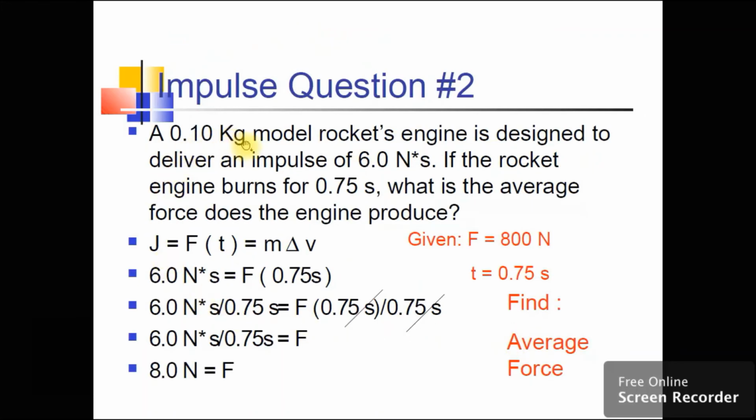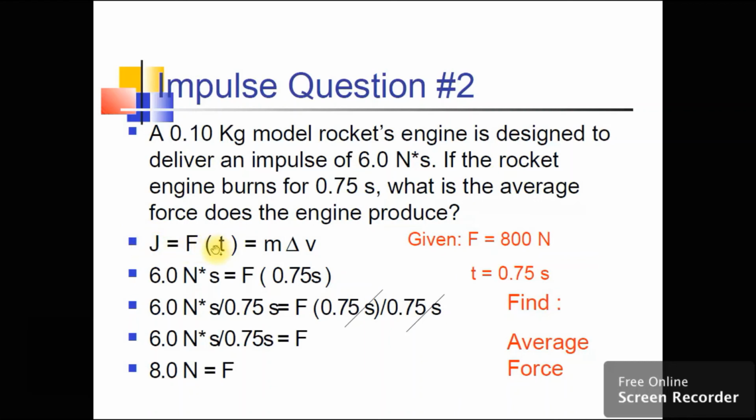A tenth of a kilogram model rocket engine is designed to deliver an impulse of 6 Newton seconds. Anybody ever launch rockets? That's how you buy the motors, the engine. When you go to the store to buy them, they list the impulse as 6, 7, 8 Newton seconds. If the rocket engine burns for 3/4 of a second, what is the average force the engine produces? Stupid J should be an I.